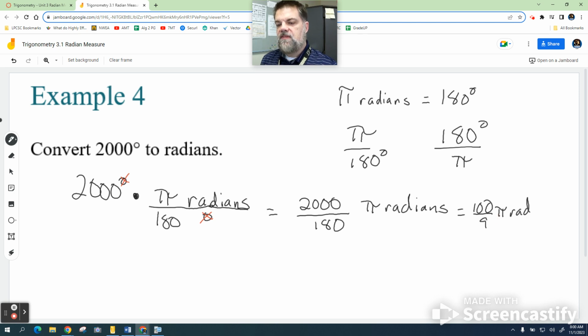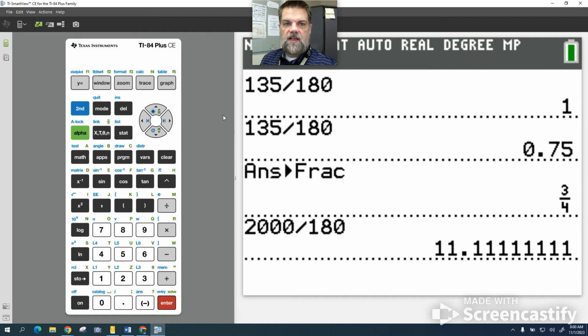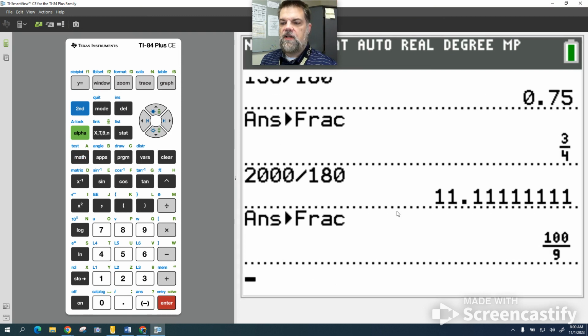Now we want to leave it as an exact value, but is there another way that we could have done this? So let's do it on the calculator first real quick. If I say 2,000 divided by 180, I'll get a decimal. And then I'm going to convert that, right? If I hit math, convert it to a fraction, and I get 100 over 9.